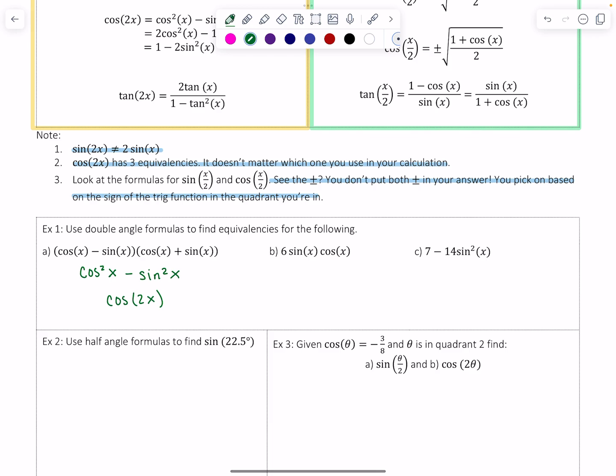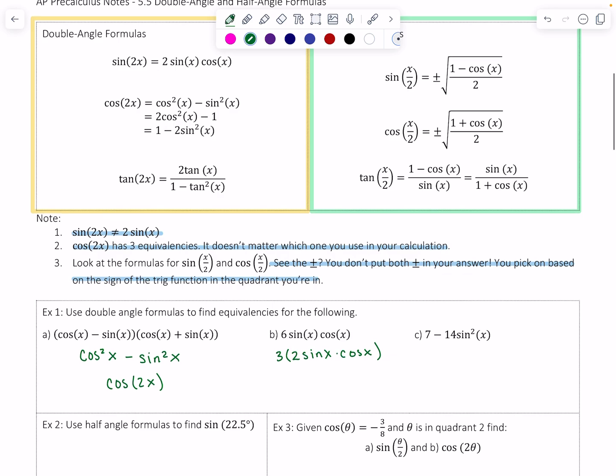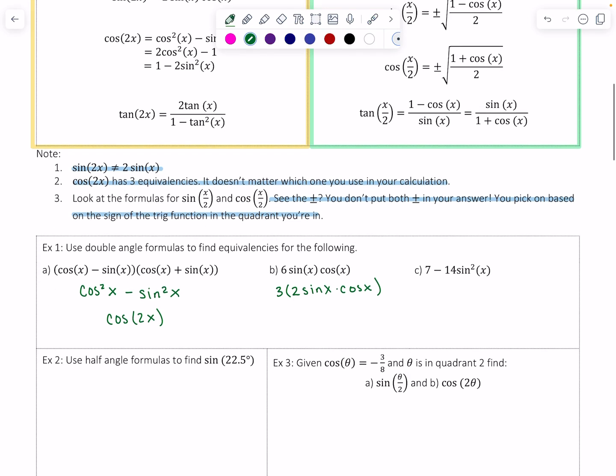All right, when you have these, I'm actually going to go ahead, we're going to factor out a 3 first, so we now have 2 times sine x times cosine x. And now we can go ahead and look for our formula up here, and we know that this is going to be equal to sine of 2x. So this is equal to 3 times sine of 2x.